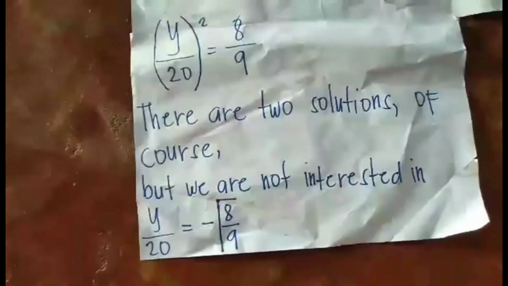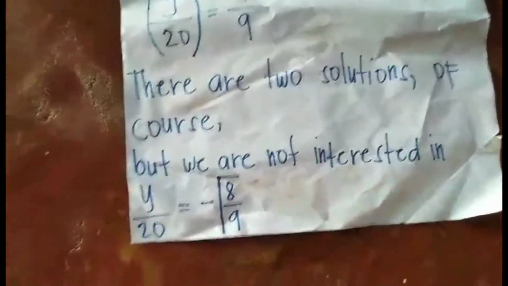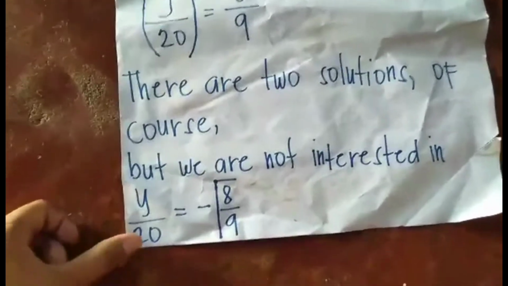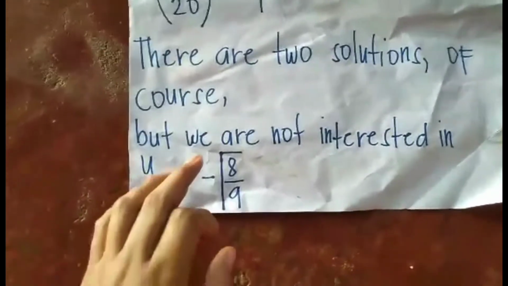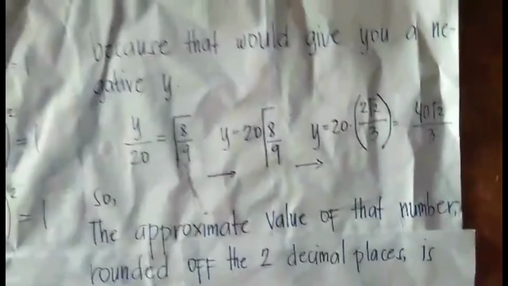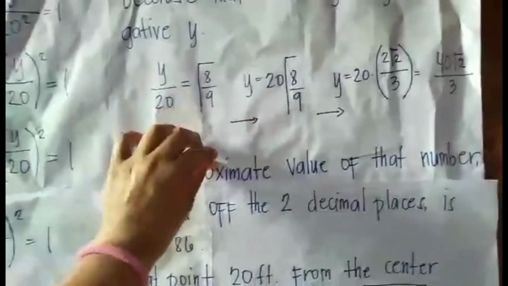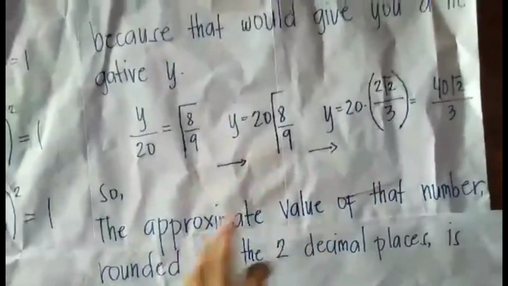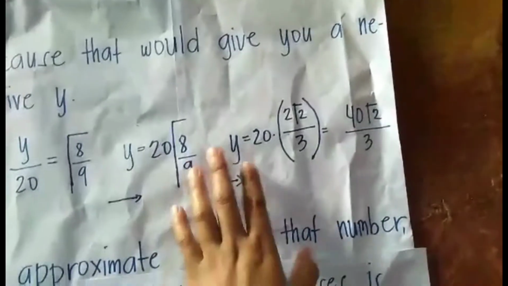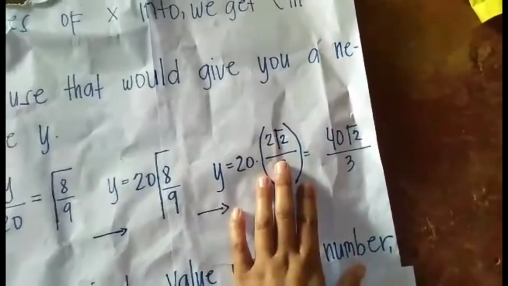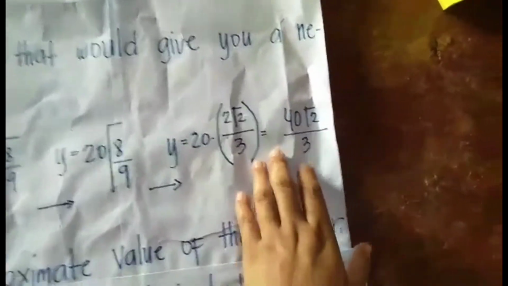There are 2 solutions, of course, but we are not interested in y over 20 equals negative square root of 8 over 9, because that would give you a negative y. y over 20 equals square root of 8 over 9. y equals 20 square root of 8 over 9. y equals 20 times 2 square root of 2 over 3 equals 40 square root of 2 over 3.